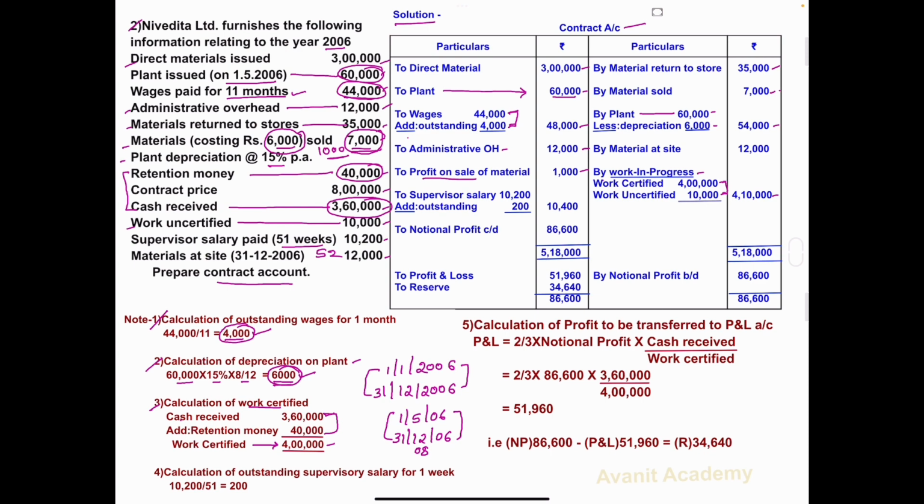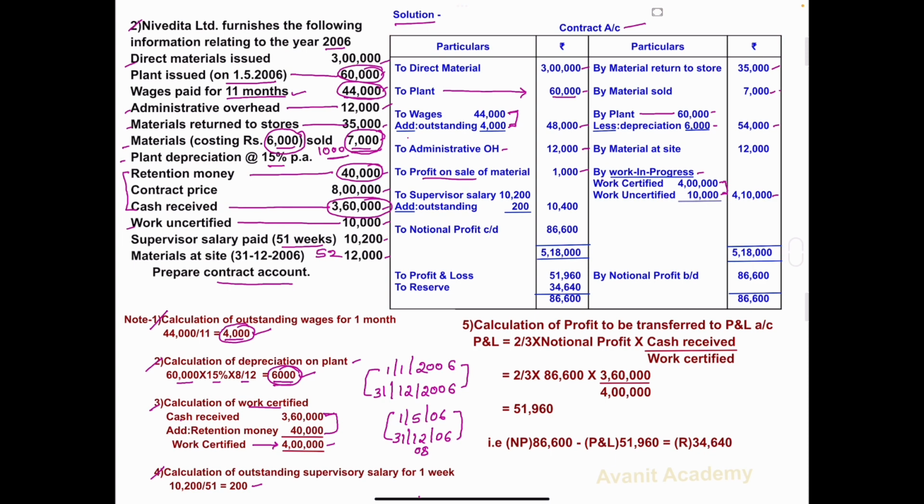So we'll calculate the outstanding supervisor's salary. For that, see the note number 4. Calculation of outstanding supervisor salary for 1 week. So the 51 week supervisor salary is 10,200. To get the 1 week salary, what we have to do? 10,200 divided by 51, you will get 200. So this is the 1 week salary. And this one we have to add.